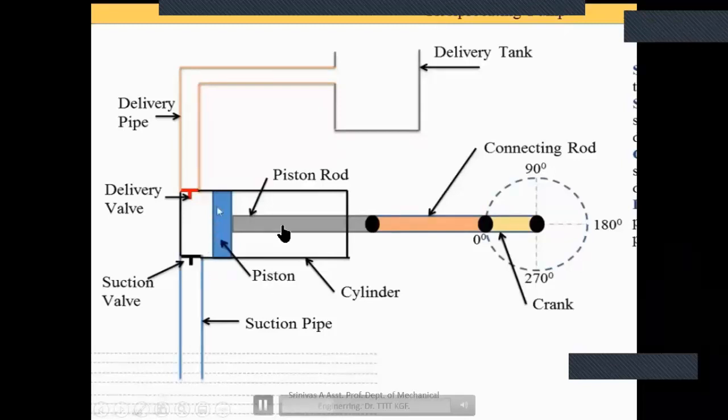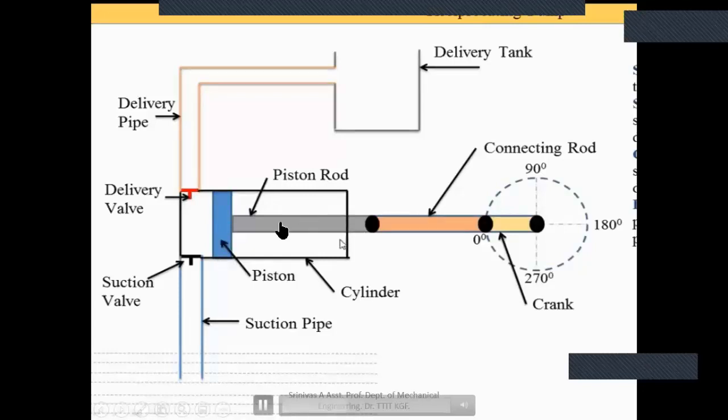And this is the piston with the connecting rod. The piston is free to move inside the cylinder from front end to back end. When it moves from front end to back end, that is known as the suction stroke. When the same piston moves from back end to front end, it pushes. That is called the delivery stroke. Got it? Suction stroke is from front end to back end, and delivery stroke is from back to front. That is the function of the piston.